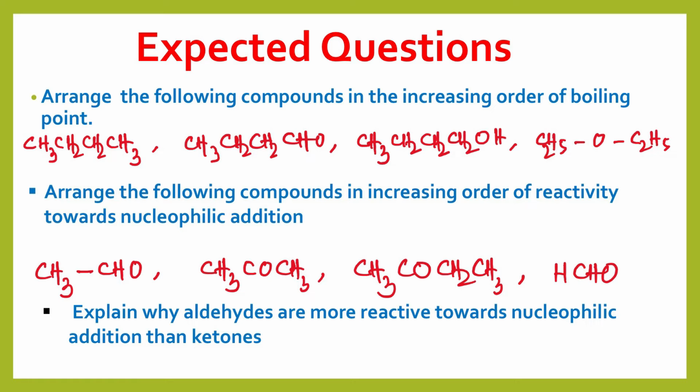And what are the expected questions here? What questions can we expect here? The first question: arrange the following compounds in increasing order of boiling point. You know this. First is butane. Butane has the lowest boiling point. Just see here. Let me write this increasing order of boiling point on the whiteboard.